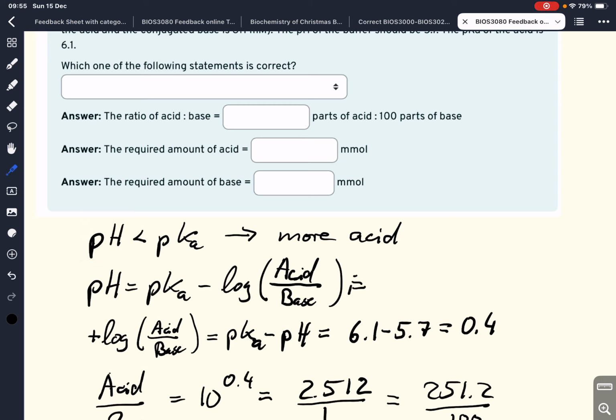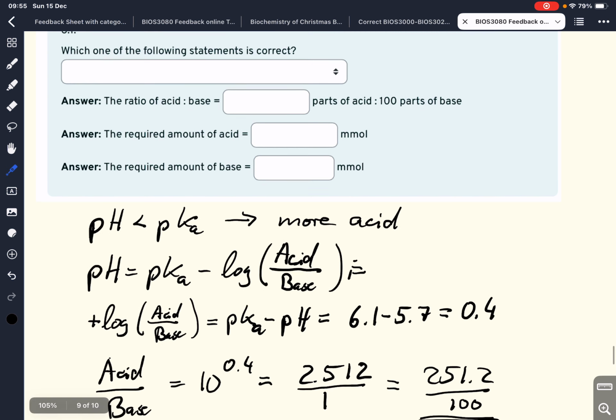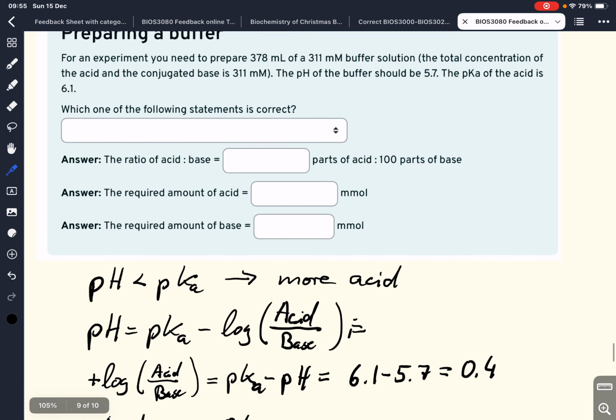So that's a very important bit of information that we have, and we then can basically look at our calculations later on and say, do we still have more acid in our calculations than base? Okay, so let's then calculate the ratio of the acid to base.